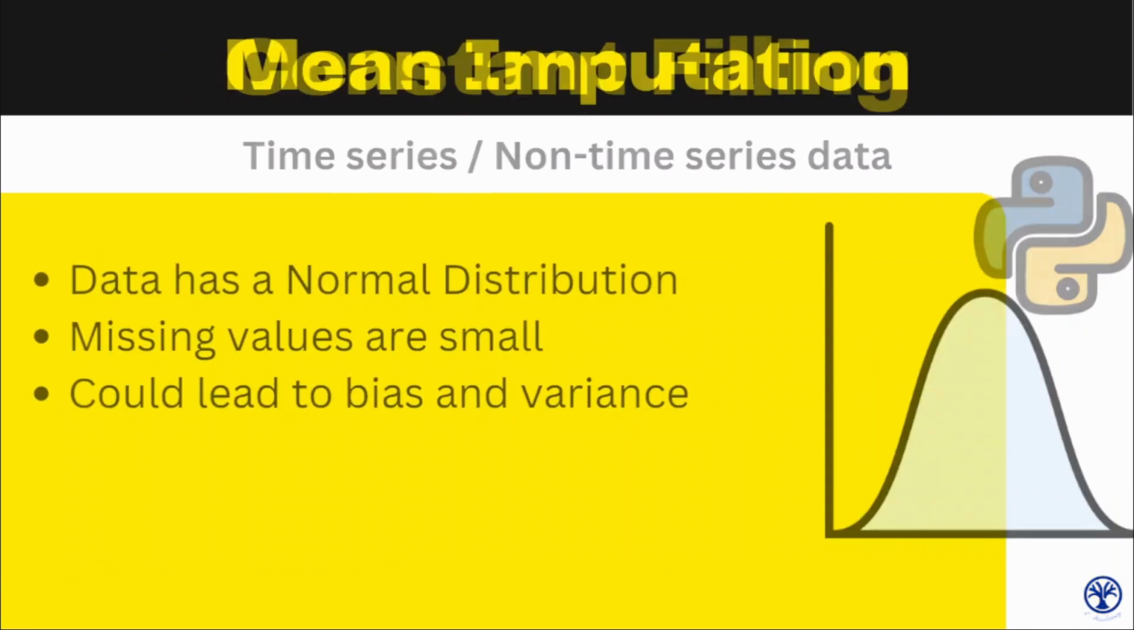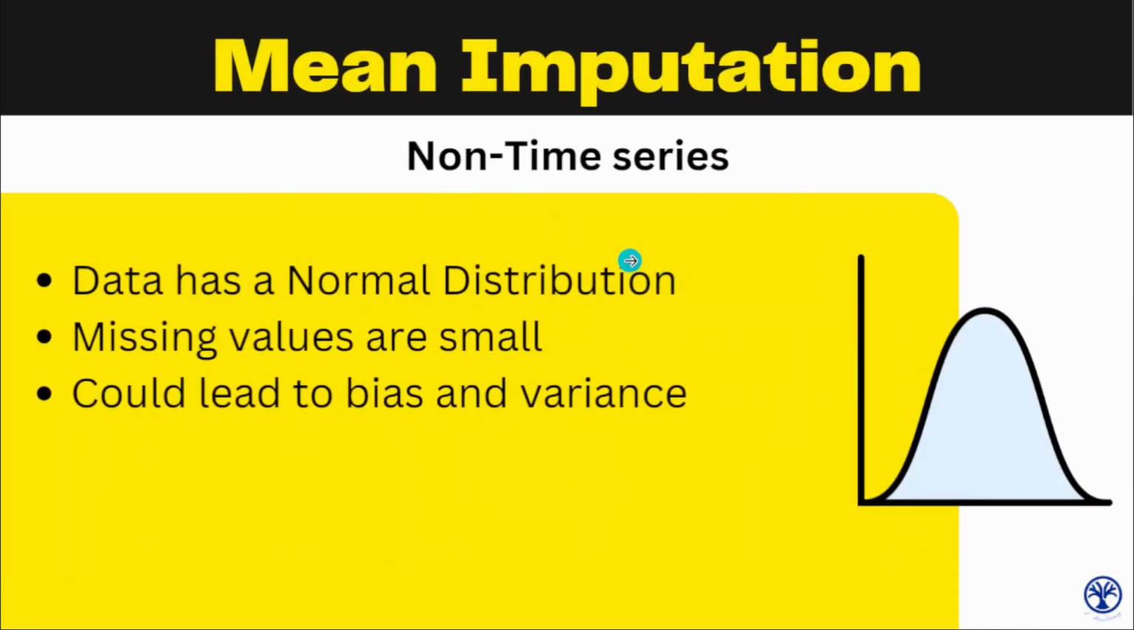So the next imputation is the mean imputation in non-time series data. That is one of the most famous imputations. And we have to impute with the mean value if the data is normal, and definitely the missing values are really small. Mean imputation could be used in time series data because it will not actually use the properties of the time series data. So there's no difference if you use it on time series data or non-time series data. But if you use it when data is not missing at random, it could lead to different sorts of bias and variance in your data.